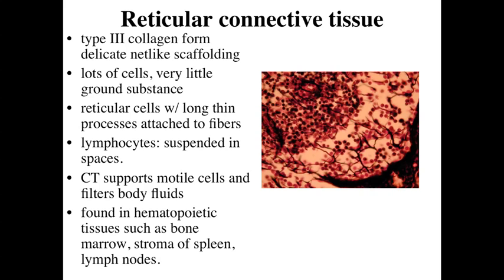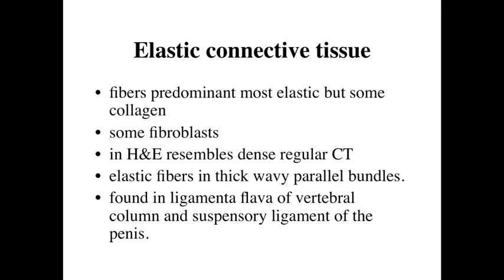And so we're going to have the reticular cells that are establishing the matrix, essentially establishing the fibrous matrix, the jungle gym. But primarily lots of lymphocytes or lots of blood-forming cells. They're going to be migrating through this region. So we're going to have lots of motile cells, often filtering body fluids through it. And so reticular connective tissue is going to be found in areas like the bone marrow, the stroma of the spleen. We can find it in lymph nodes, locations of the body like that where we need these characteristics.